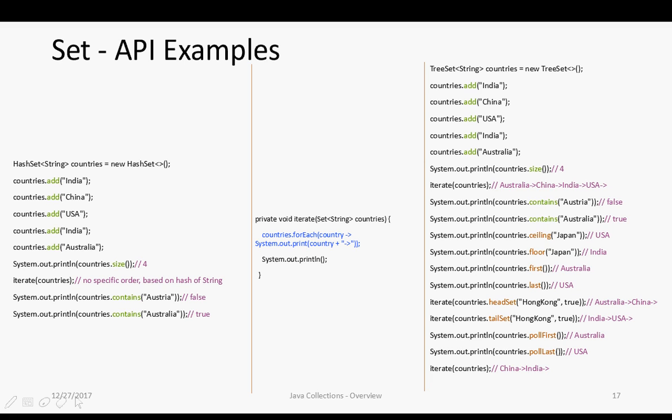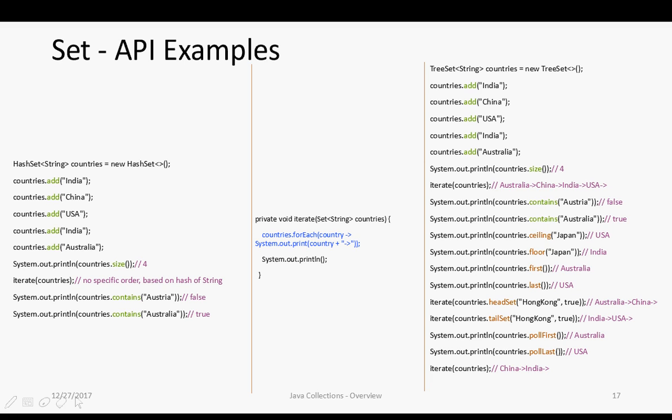I'm printing the size of the countries, which is expected as per the hash map as well. It's 4. I can predict the output of this tree set. It's based on natural ordering because I haven't provided any comparator for the tree set, in order to say what ordering I want in a tree set. And similarly, I have used the contains method.